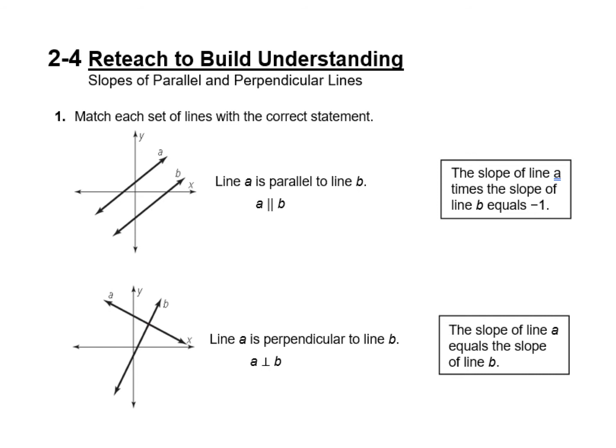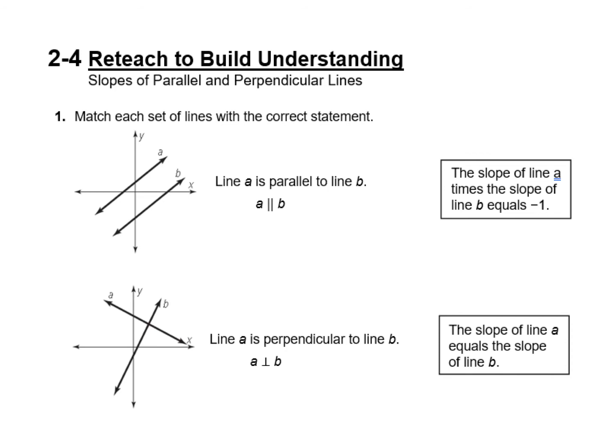So here we have what looks to be parallel lines. Line A is parallel to line B. Here's our notation, A is parallel to B. These two lines appear to be forming a right angle, and we're told line A is perpendicular to line B, and here's that notation, A is perpendicular to B.